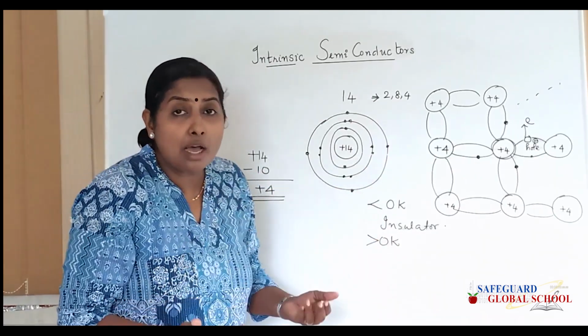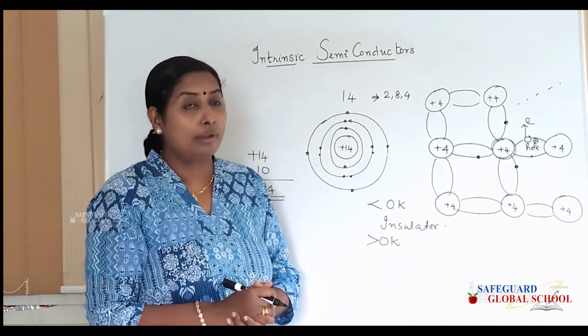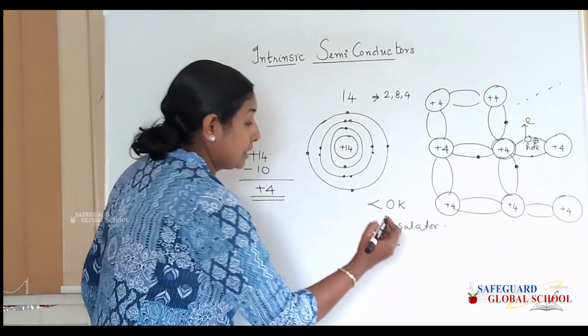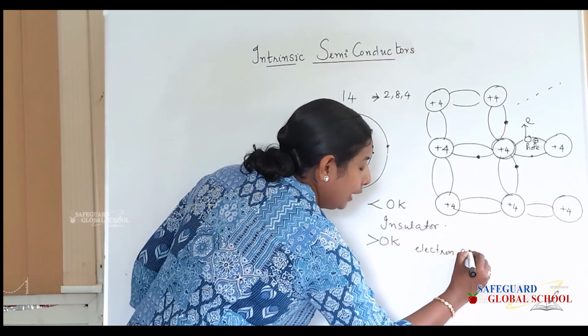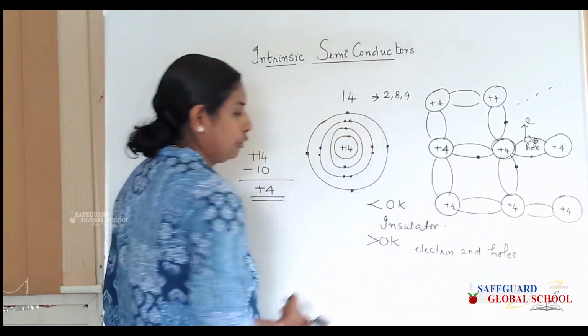So which are the charge carriers in an intrinsic semiconductor at greater than 0 Kelvin? In an intrinsic semiconductor at greater than 0 Kelvin, the charge carriers are electrons and holes. Holes are vacancies of electrons.